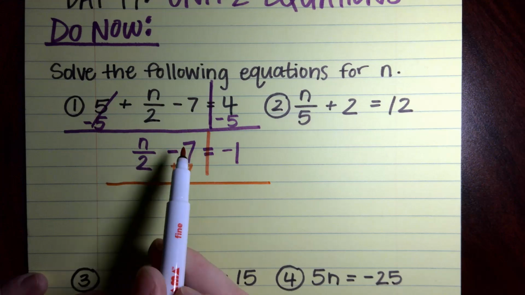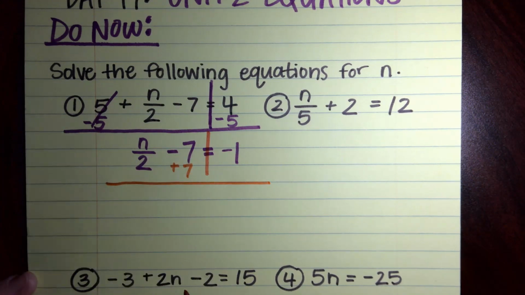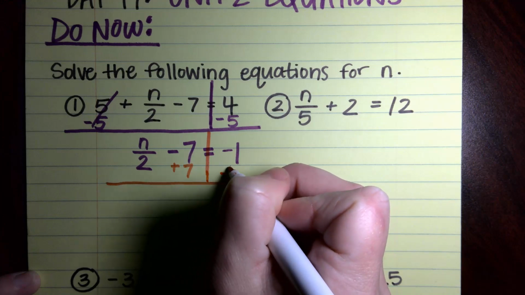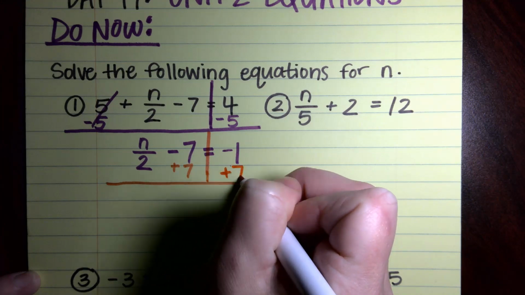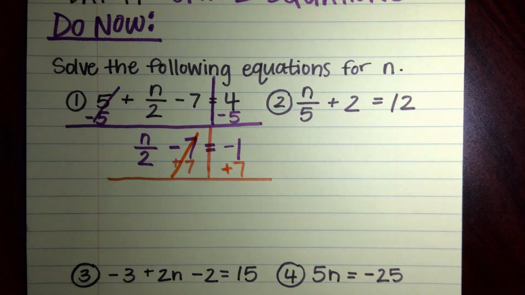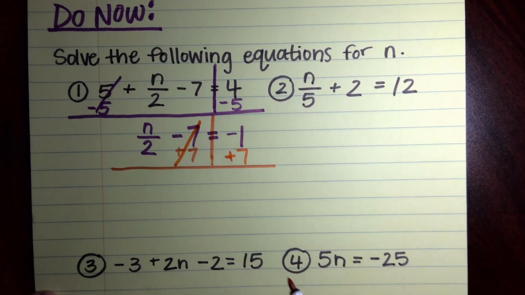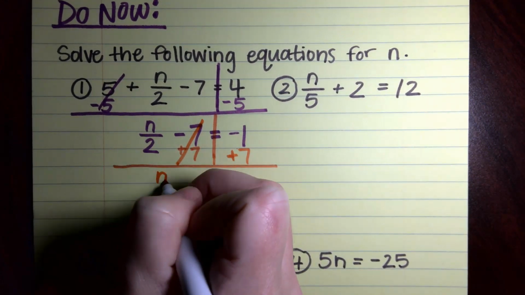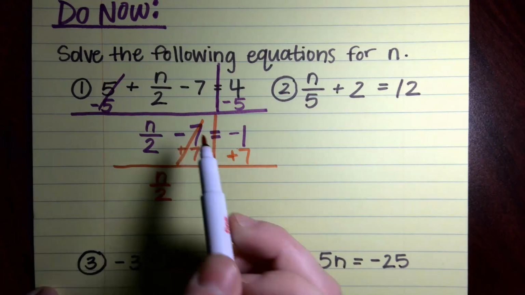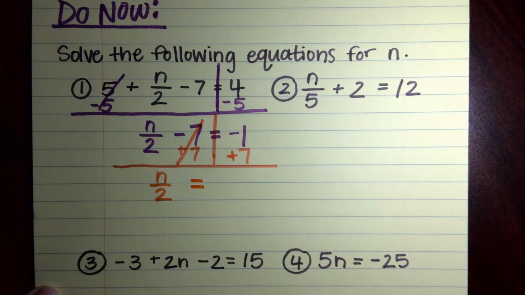So I added 7 here. Where else do I need to add 7? Underneath the negative 1 on the other side of the equal sign. All right. So my 7's cancel out, and I'm left with n divided by 2 on this side of the equal sign. Then I've got my equals.